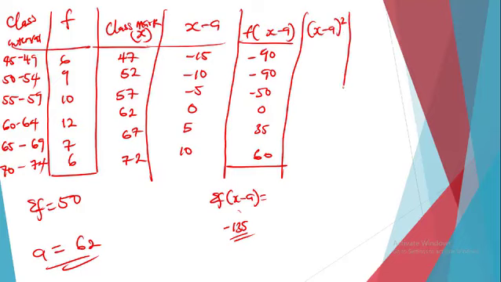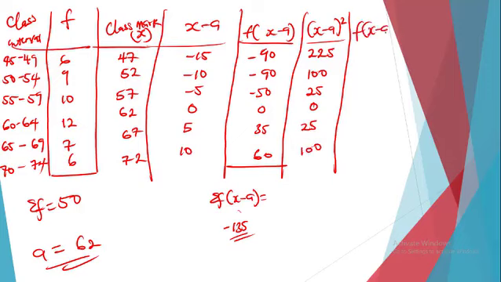Then we have x minus a squared. So this is x minus a, now squared. That means minus 15 squared, and that will give us 225. Minus 10 squared will give us 100. Minus 5 squared is 25. 0 squared is 0. 5 squared is 25. And then 10 squared is 100. Then lastly we have f into x minus a squared.